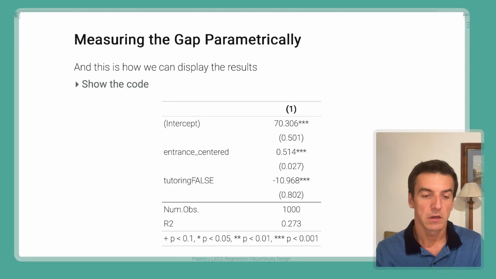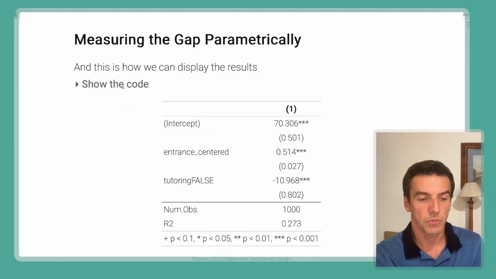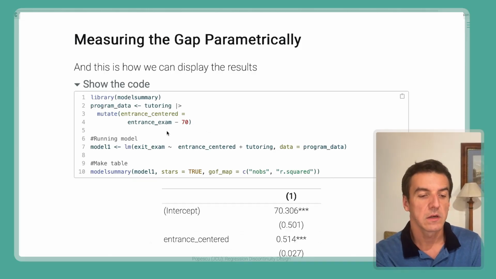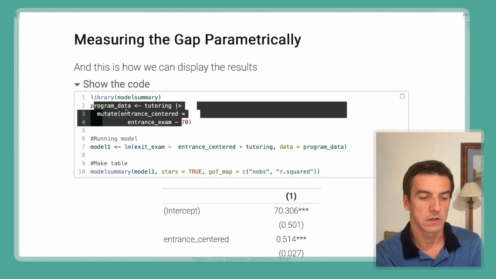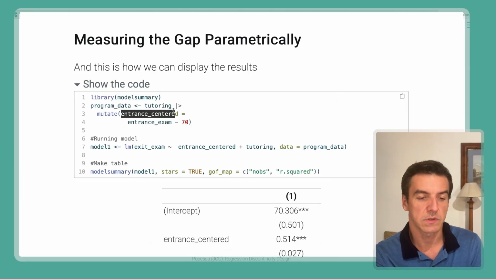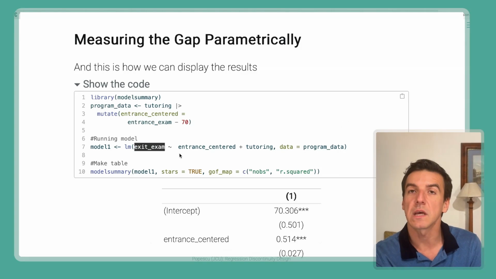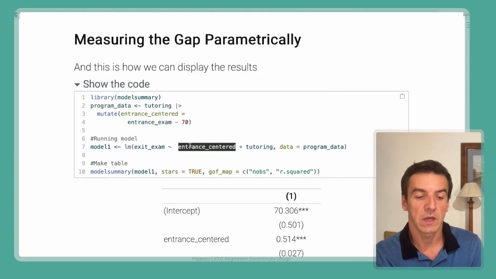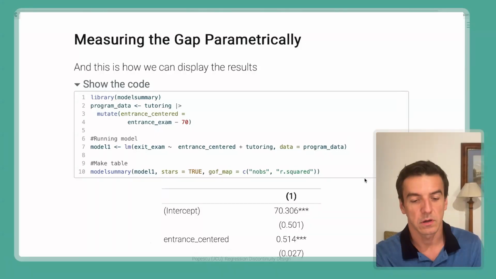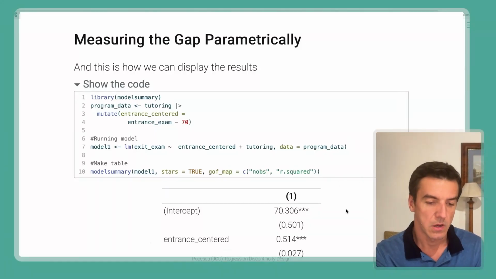So this is a pretty table that can be interpreted in a very straightforward way. So here's the program data. I'm creating the centered variable. So as I mentioned, I'm subtracting 70, so to center it around 0. And then I'm estimating this effect. So you have an exit exam. So this is what my main outcome is. And I'm interested in the effect of the entrance exam centered and the tutoring program. And then I'm simply plotting the effect here. Okay.